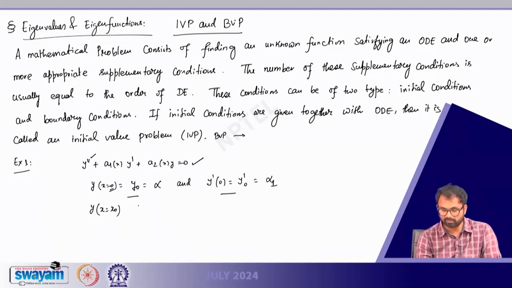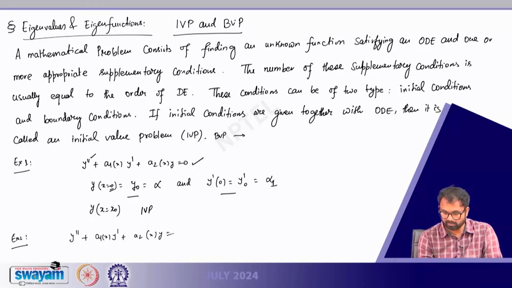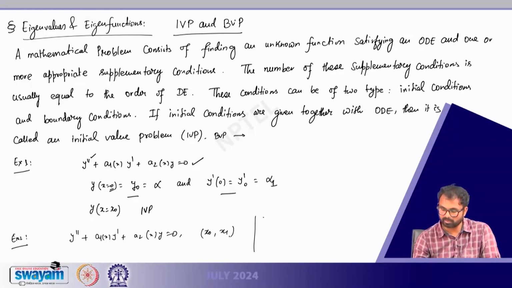So, this is an example of an initial value problem, and another example will be, let us say, y double dash plus a1(x) y dash plus a2(x) y equals 0, and suppose the problem is valid for all x in the interval x0 to x1, right. So, here I will say the supplementary conditions will be a1 y plus a2 dy/dx equals gamma at x equals x0, that means at one end point.